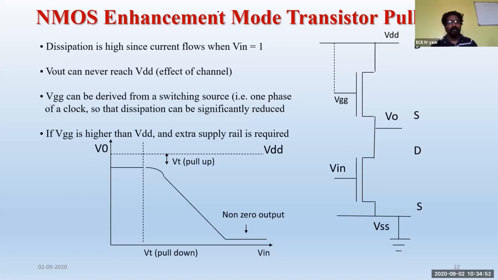Now the input voltage has been derived from the switching source, that is from the clock source. Whenever the clock is high, we call that logic 1. If logic 1 is supplied, your transistor will be turned on, and the output will become a 0 state. And if the clock is low, that is logic 0, your transistor will be turned off, and the output will be equal to logic 1. So that's what has been explained here.